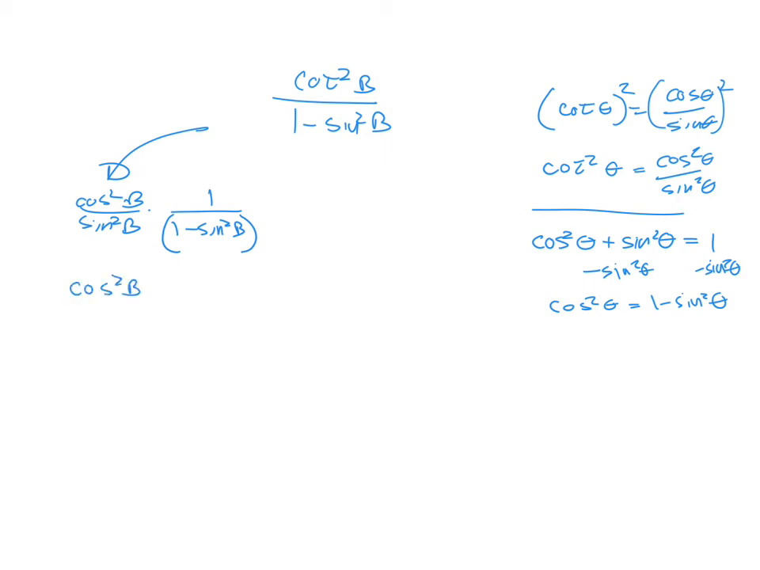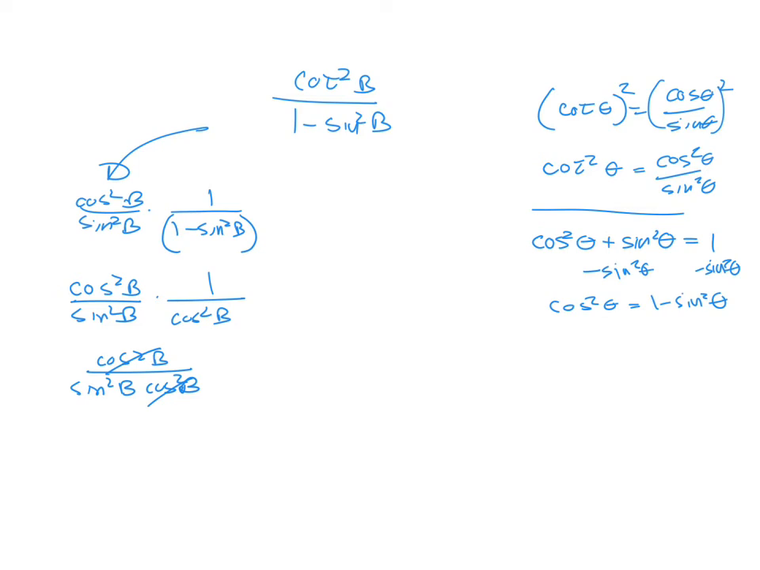Cosine squared b over sine squared b, just rewriting this fraction on the left, times 1 over cosine squared b. And then, of course, this is really just one fraction. If I multiply across, I'm going to have cosine squared b over sine squared b times cosine squared b. Okay, so we have a fraction here with one thing in the numerator and two things multiplied in the denominator. And if we've got a factor in the denominator that matches a factor in the numerator, we can cancel them. So let's go ahead and do that. Cancel, cancel.